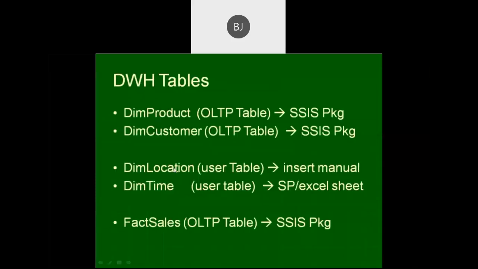In this, you will have the dim product table, dim customer table, dim location table, and dim time table. So insert the data manually. In this way, I'm going to be using a stored procedure, or you can also create an Excel sheet and insert the data here. And to load the data, we need to perform the SSIS package incremental loading 1, 2, and 3.